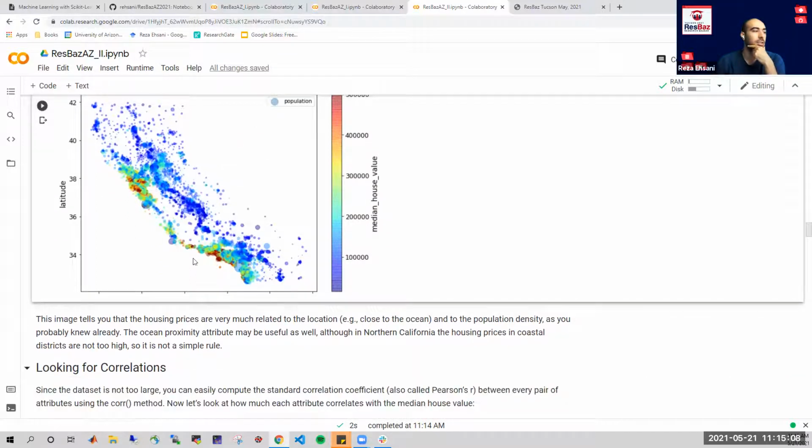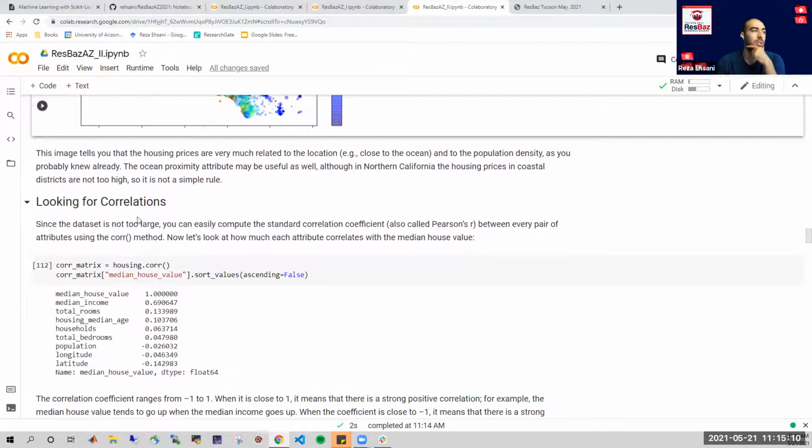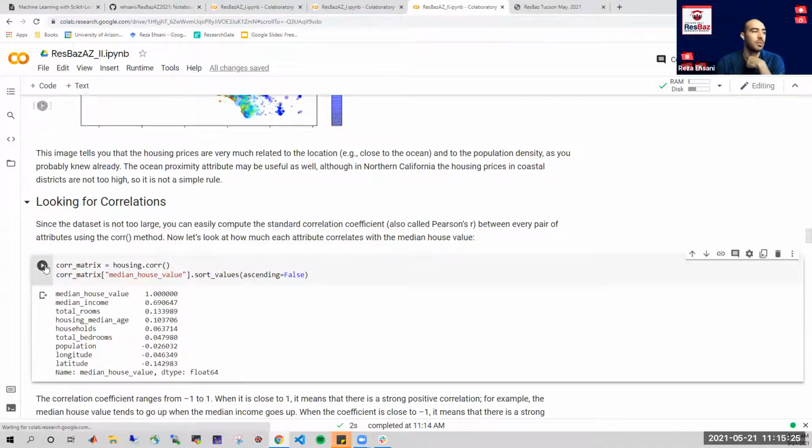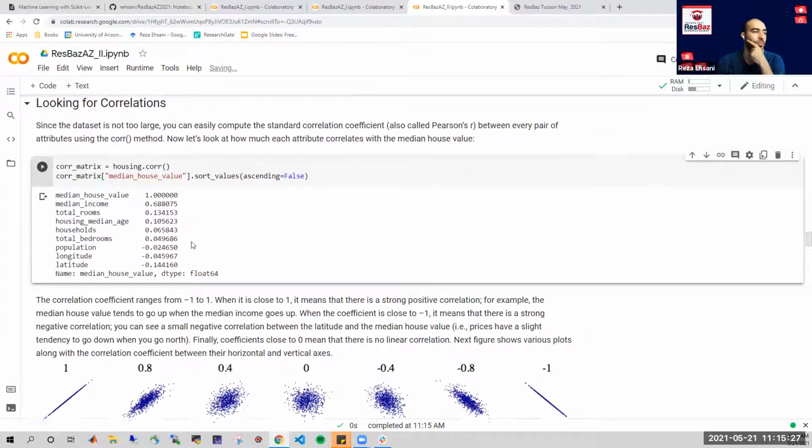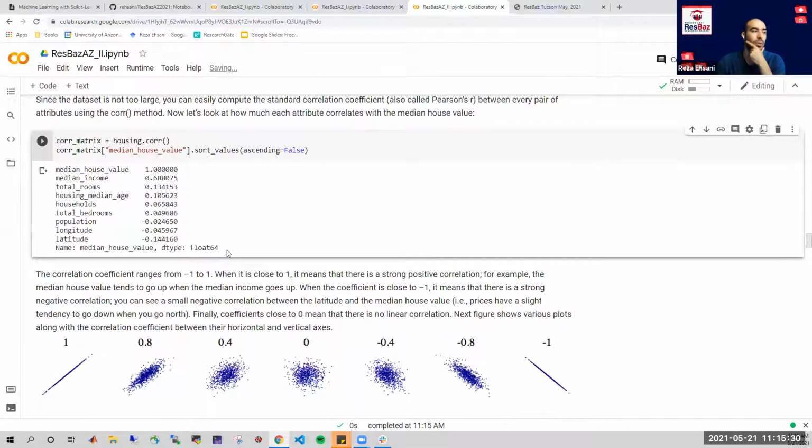So after looking at this, you may also look at the correlation between different features. Since the dataset is not too large, we can easily compute the standard correlation coefficient, also called Pearson's r, between every pair of attributes using the corr method. So this tool does that for you. The correlation coefficients range from -1 to 1. When it's close to 1, it means that there is a strong positive correlation. For example, the median house value tends to go up when the median income goes up. The correlation coefficient is 0.68.